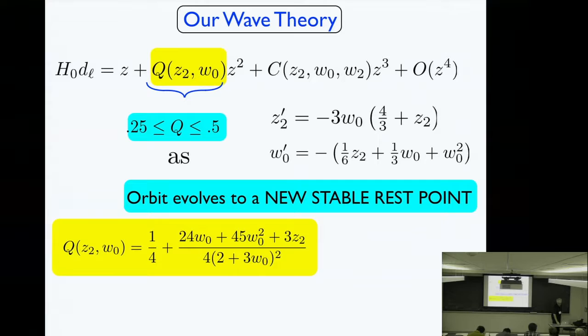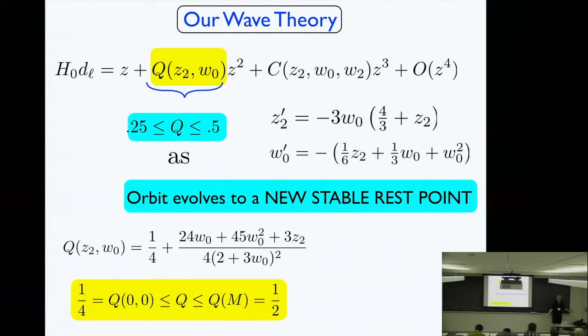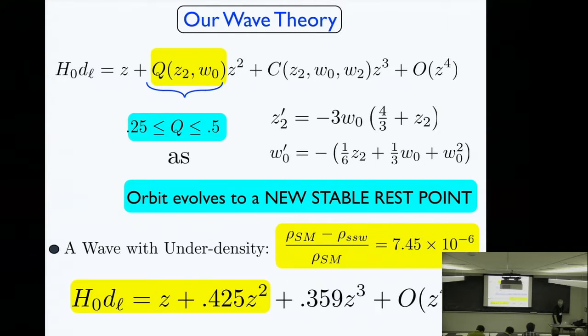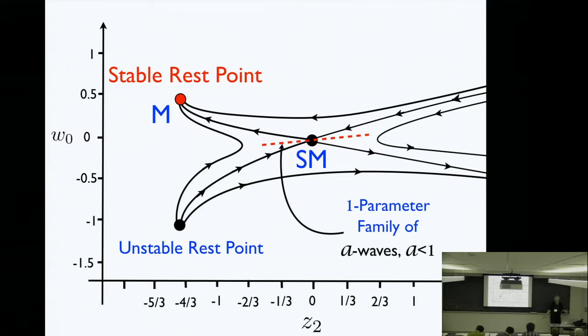So that's the phase portrait. And Q has a formula that only depends on the Z2 and the W0. So you just plug that formula in, and you see this goes from 0.25 to 0.5, just like dark energy. So for no reason, apparently, for a completely different reason, as far as we can tell. It goes between those two values, you just look at the values along the arc. And the underdensity, the numerics give us the 0.425. At the 0.425, we get a different third order correction. That's our prediction.